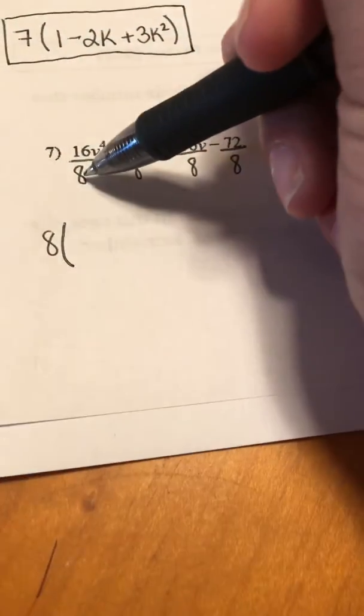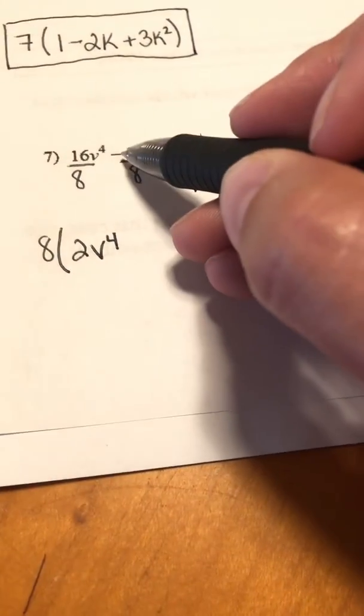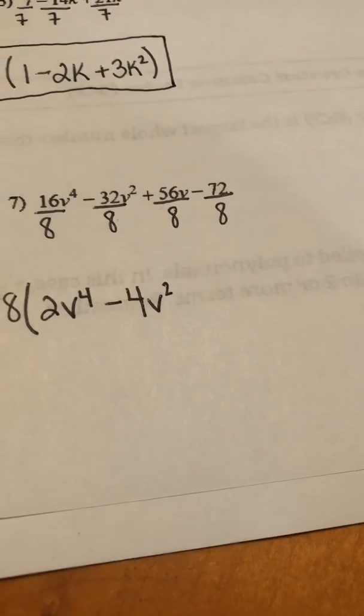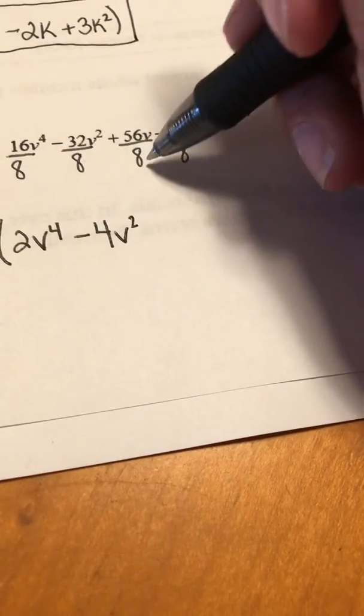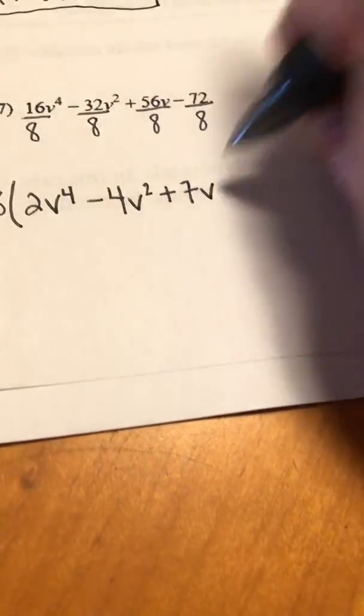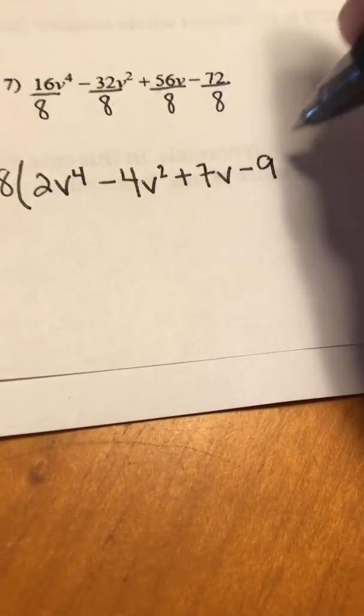So 16 divided by 8 gives me 2, and again, this v to the 4th stays there because we didn't take any out. Okay, then we have negative 32 divided by 8, which is going to give us negative 4. And then again, v squared gets to stay the same because we didn't take any v's out. And then 56 divided by 8 is a positive 7, and then v stays. And then negative 72 divided by 8 is negative 9.